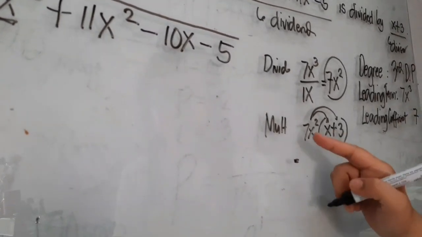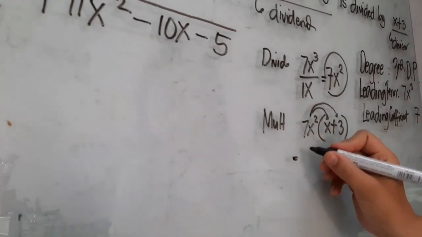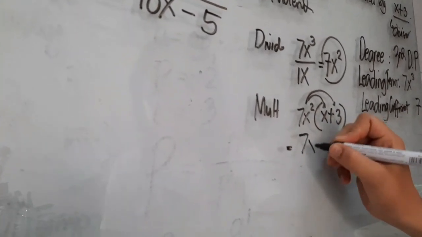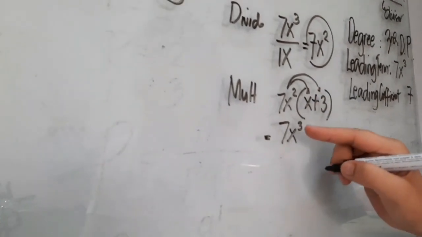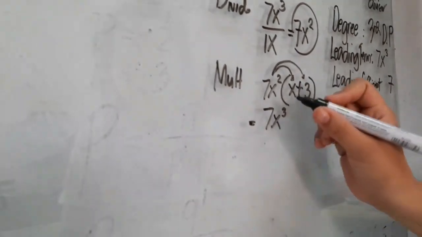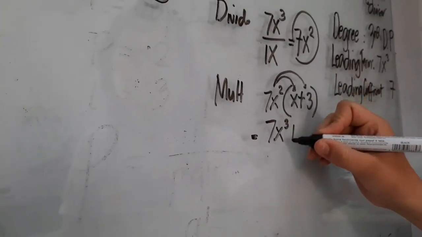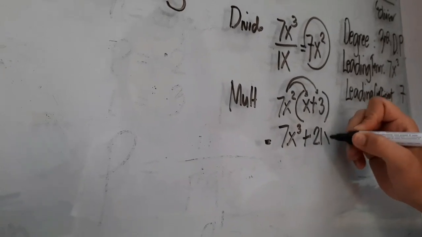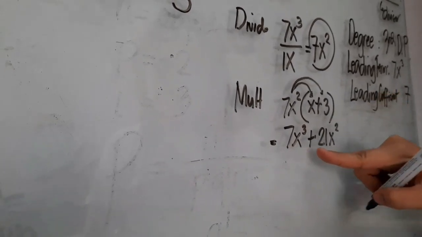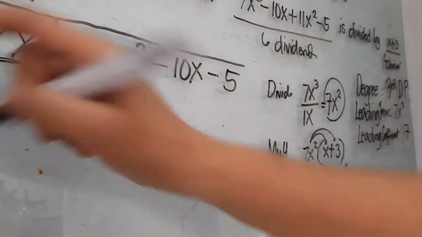Let's multiply. 7x squared times x, of course, the answer is 7x cubed. There is only one x each, so there will be x cubed. Next, 7x squared times 3. So the answer will be positive. 7 times 3 will become 21x squared. And that's the product when you multiply our quotient by its divisor.